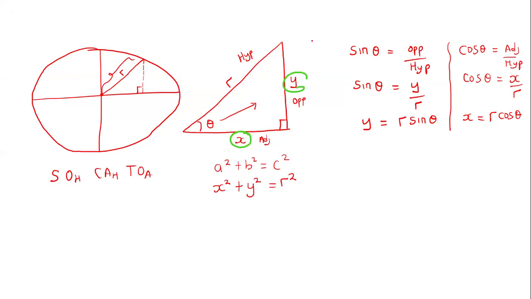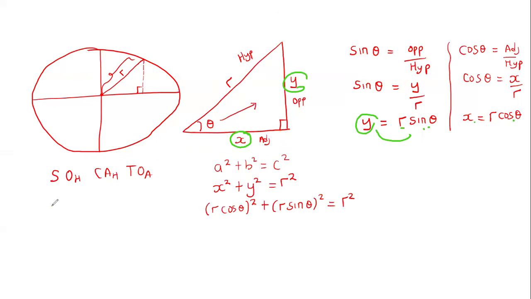Now, what are you noticing? From here, we have obtained that our y is the same as r sine theta. So where there is y, we shall put r sine theta. Where there is x, we shall put r cos theta. So we shall come here and substitute that x is the same as r cos theta squared plus our y, which is the same as r sine theta squared, is equal to r squared.